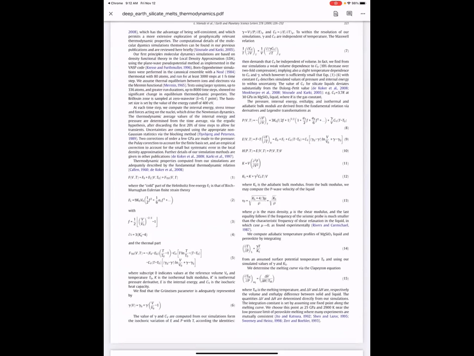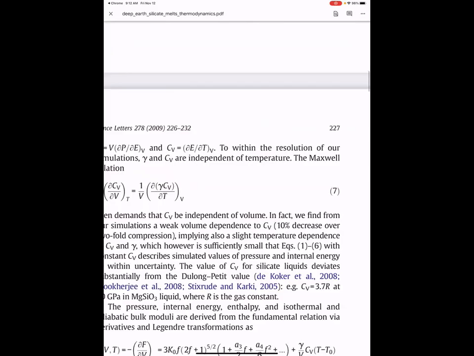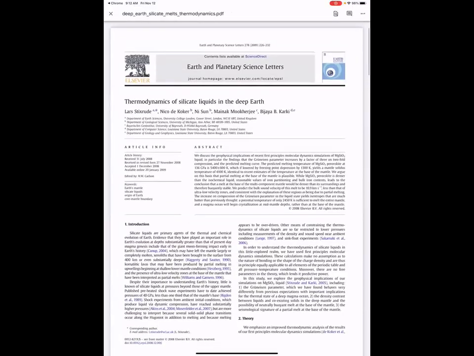It uses all the equations that you have seen here. You see this? It uses a Maxwell relation, for example. And it uses this to talk about what happens inside the core of the Earth. The core of the Earth is primarily made of silicate liquids and other things, and it studies what the problem with the core of the Earth is.